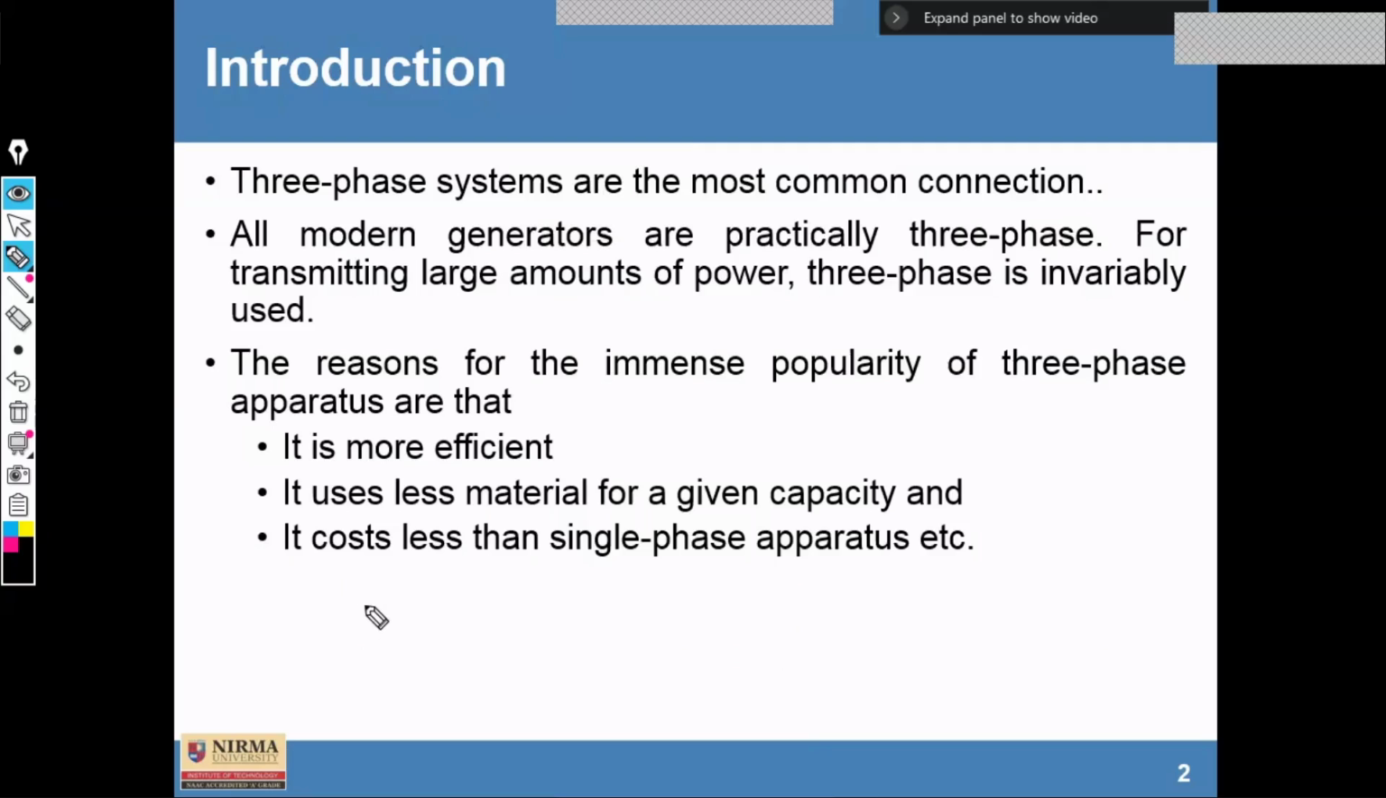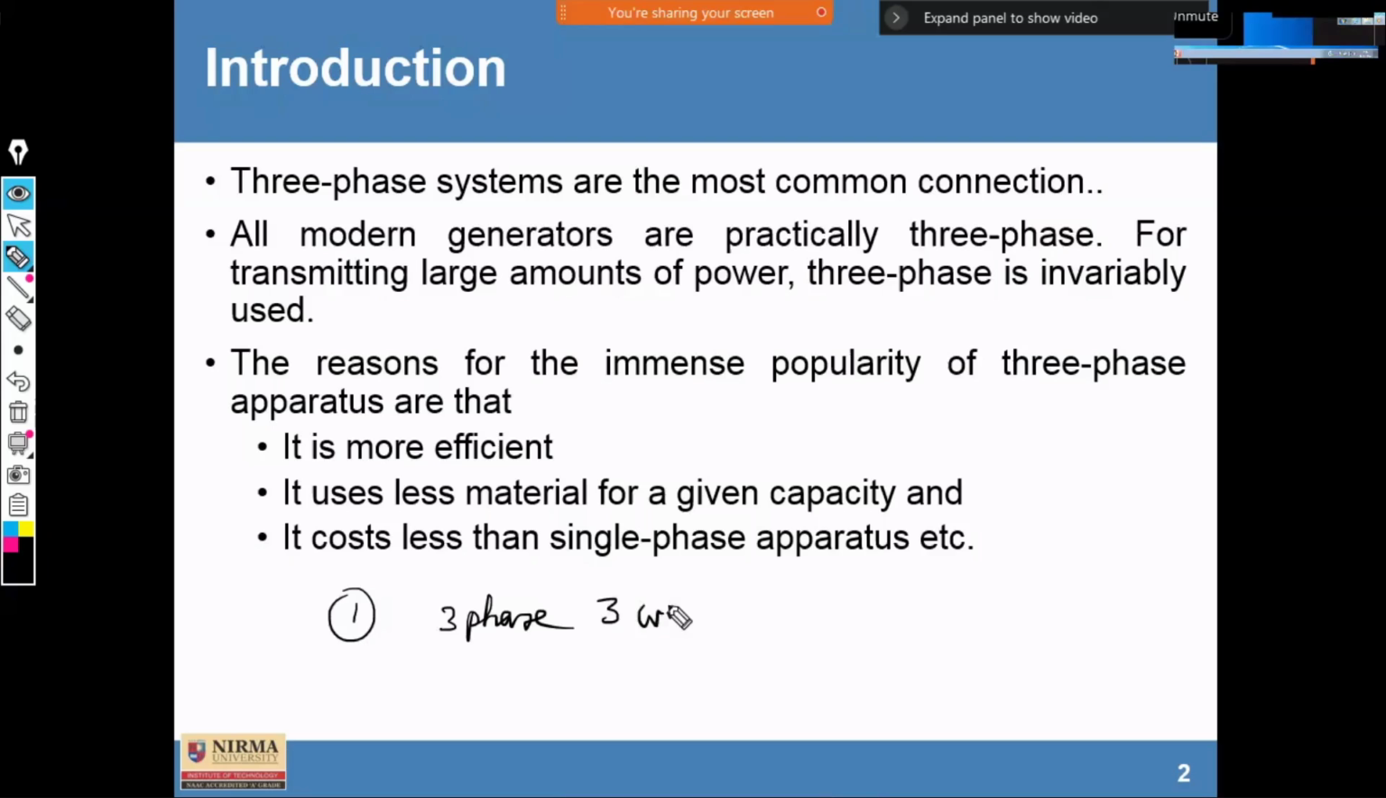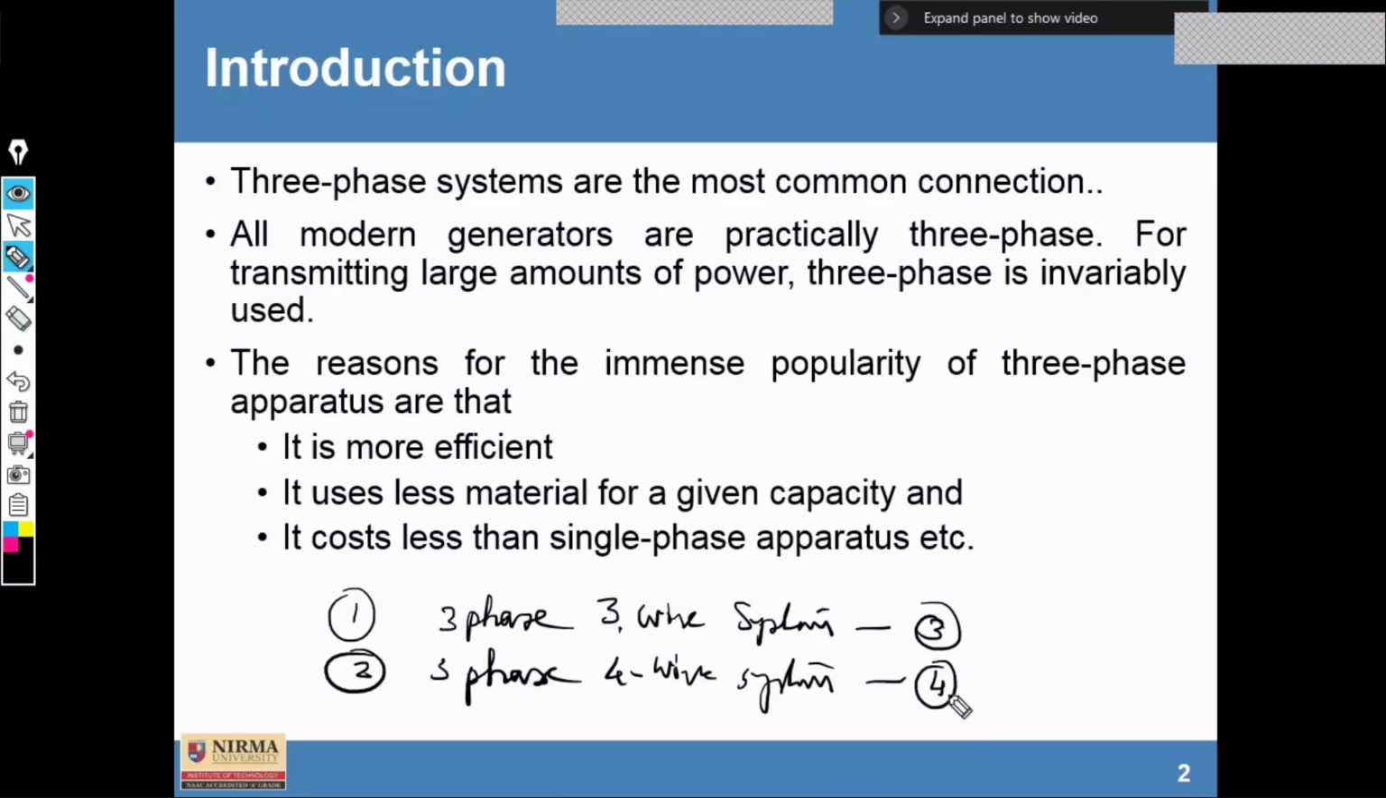So basically there are two different types of three phase systems available, that is the three phase three wire system and another one, the three phase four wire system. Clear? So here three wires are used and here four wires are used. We will discuss this in detail later on, but these are the two most common connections in the system.